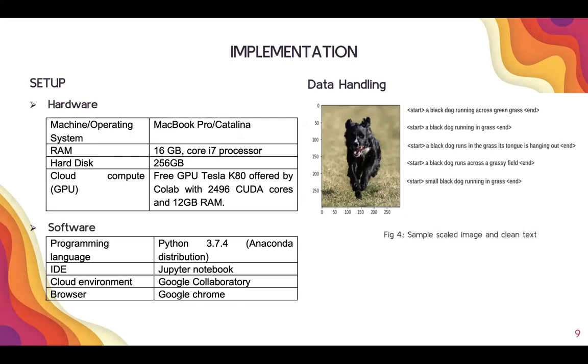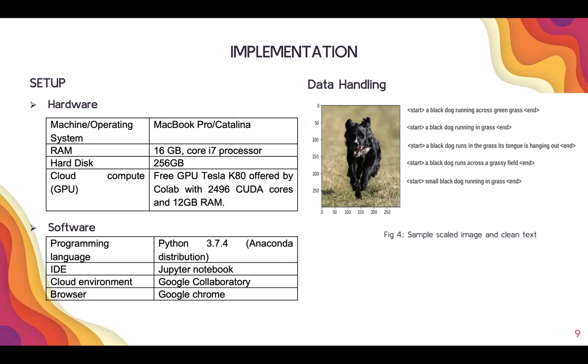Google Colab offers a free Tesla K80 GPU with 2,496 CUDA cores and 12 gigabytes of RAM. For the software, we used Python 3.7.4 as part of the Anaconda distribution to implement this. The IDE we used was the Jupyter Notebook, which is also part of the Anaconda distribution, and the cloud environment was Google Colab.